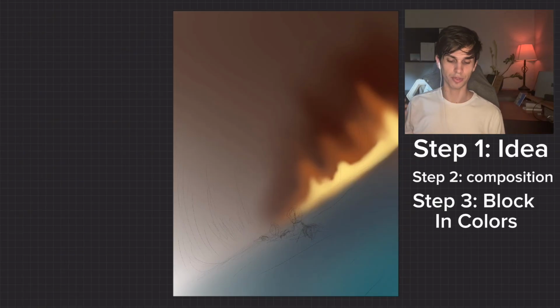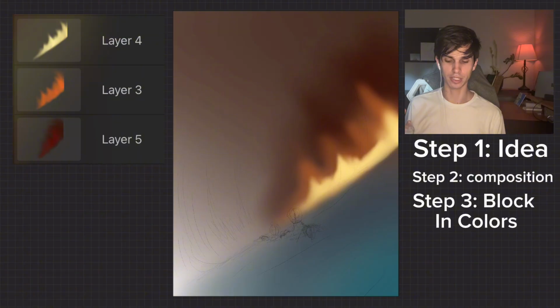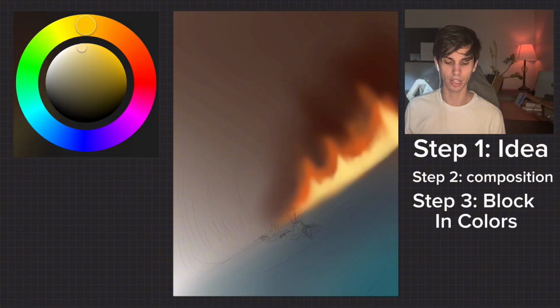And for the flames, what I usually do is I do these on about 3 or 4 layers, and I'll put the reds all the way in the back, and then I'll work on a layer for the orange, and then I'll work on a layer for the bright desaturated yellow.